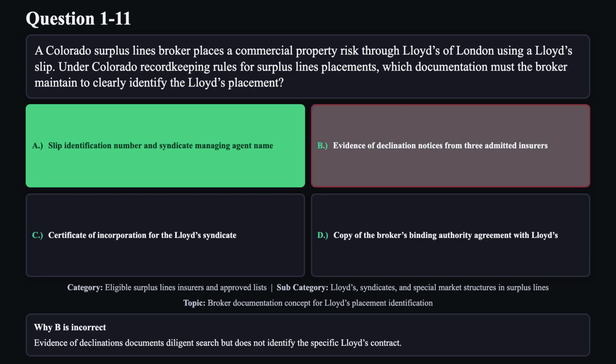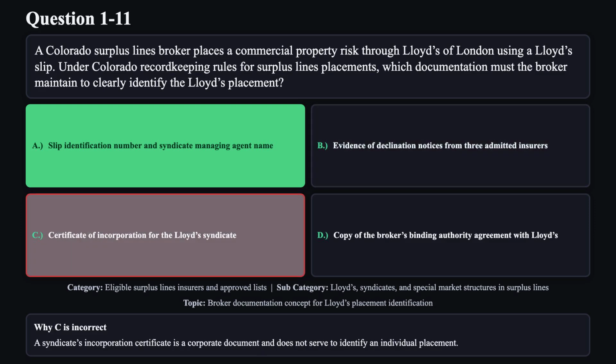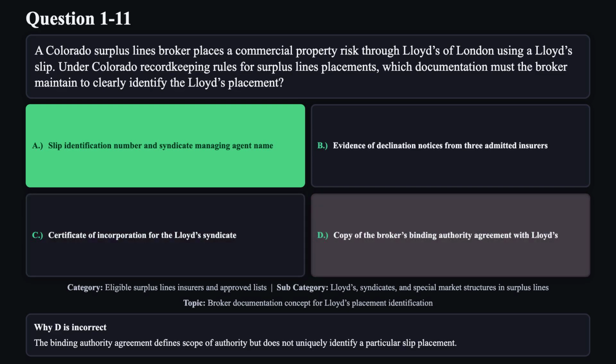Reason B is not correct. Evidence of declinations documents diligent search but does not identify the specific Lloyd's contract. Reason C is not correct. A syndicate's incorporation certificate is a corporate document and does not serve to identify an individual placement. Reason D is not correct. The binding authority agreement defines scope of authority, but does not uniquely identify a particular slip placement.